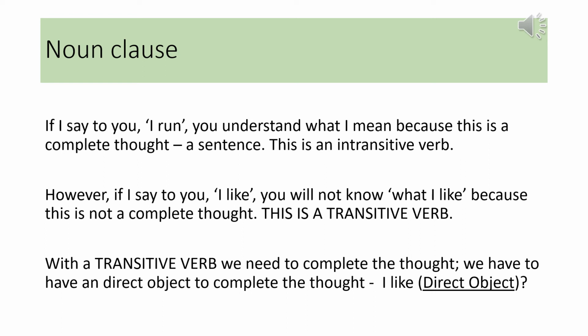And that's the problem with a transitive verb. You have to recognize it's a transitive verb, and then there's different ways you can complete that thought. So we have to add a direct object in most cases to complete the thought. So in this example, we say "I like," and then you have to give it a direct object.